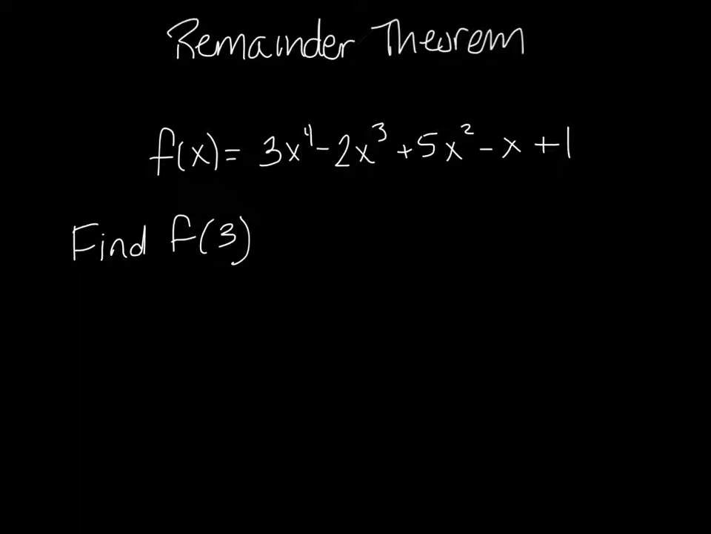works. So here we have a function f of x equals 3x to the fourth minus 2x cubed plus 5x squared minus x plus 1. And we want to find f of 3. So we know from way back when that if we want to find f of 3, what that means is I'm going to replace all of the x's with a 3. So I go through and I replace it with a 3.